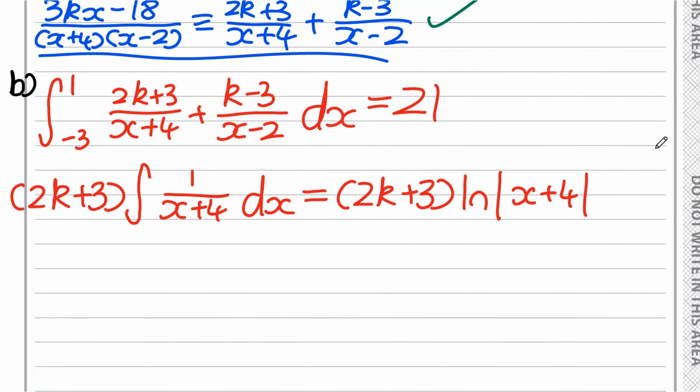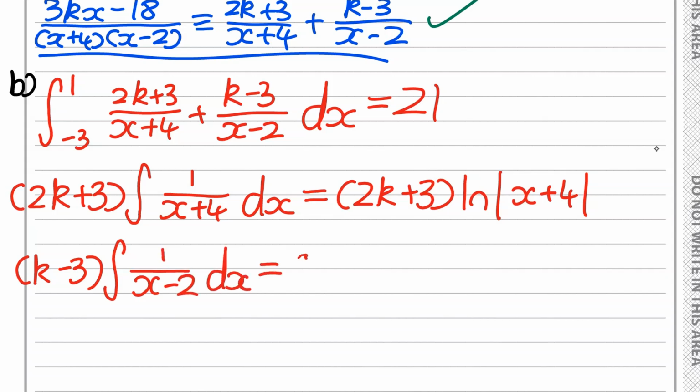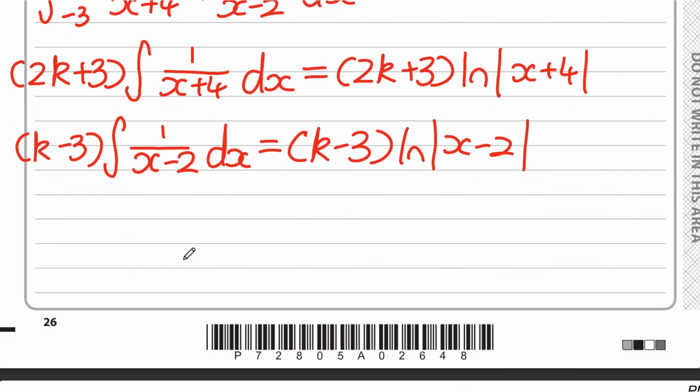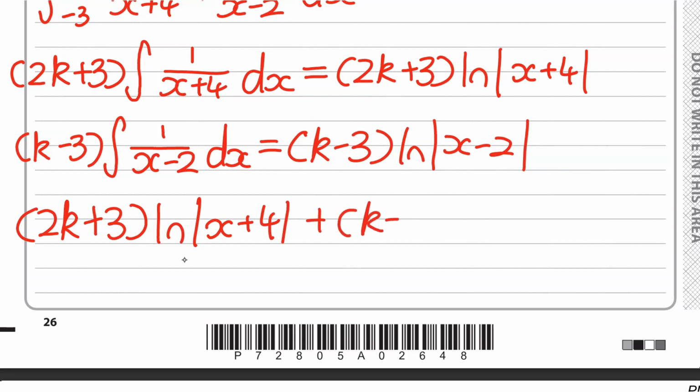And then if we focus on this one here, it's the exact same thing. So take the k - 3 out, so it's going to be the integral of 1 over (x - 2) dx. This is going to be equal to, so we're still going to have the k - 3 at the front, and then if we integrate 1 over x - 2, it's going to be the natural log of the modulus of x - 2. So if we add these terms together, it's going to be (2k + 3) ln|x + 4| plus (k - 3) ln|x - 2|, and then you can add the plus c on the end if you want to.